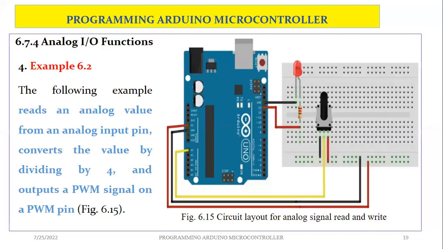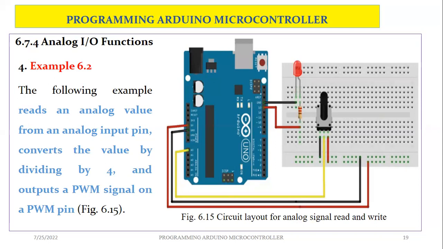Hello everyone and welcome to our video in which we are going to look at how we can read analog input values using Arduino Uno microcontroller. In this case, we're going to practice on how we can perform analog signal read and write functions. So in this example, we're going to read an analog value from an analog input pin.